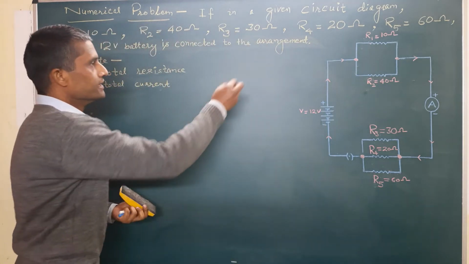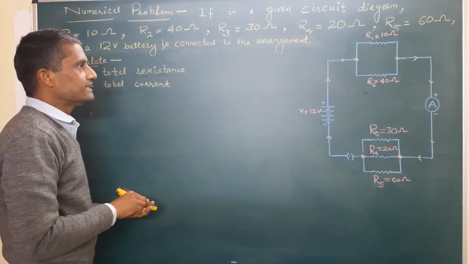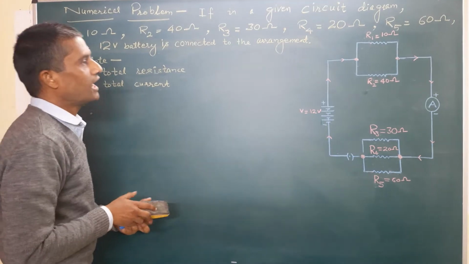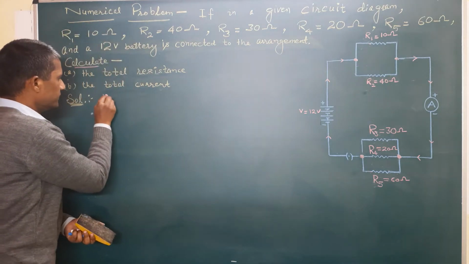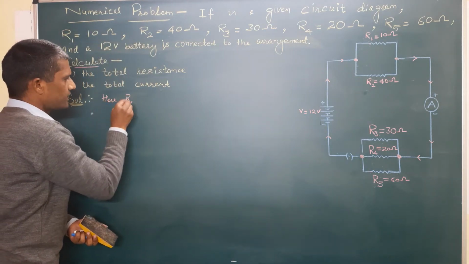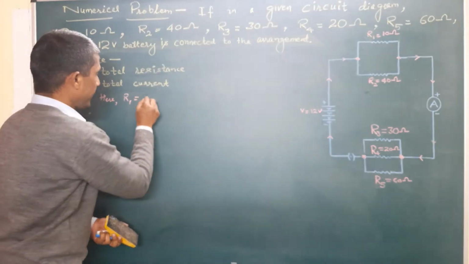So here it is. First of all, since R1, R2, whatever is given, we are going to write over here. Yes, let us write it. R1 is equal to 10 ohm.